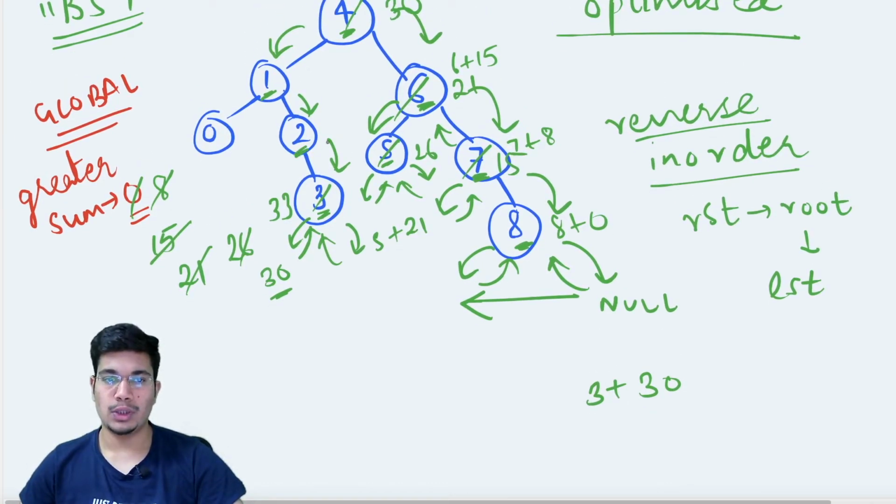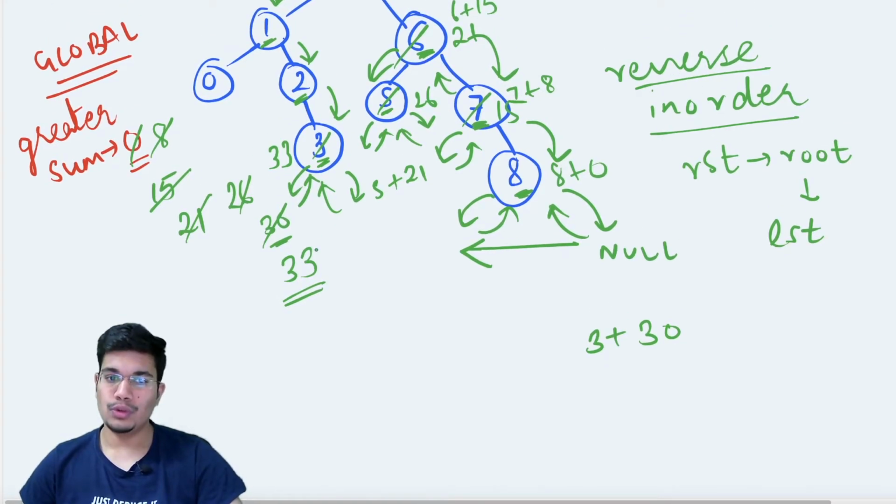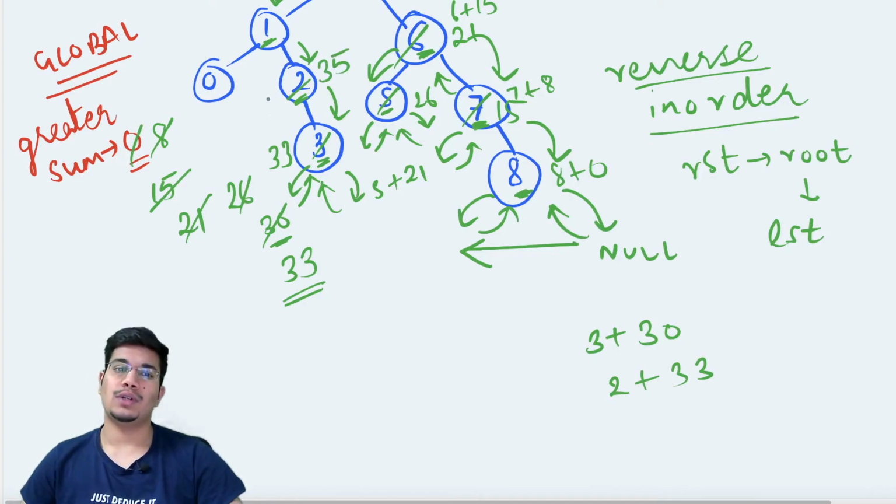So for the parent node 2, we will again add greater sum value, and this greater sum would have become 33 now, the node's value. So to 2, we'll add the greater sum, which is 2 plus 33, which makes it 35. So this value will now become 35. And towards its left subtree, there's nothing, so we'll return back to the root.